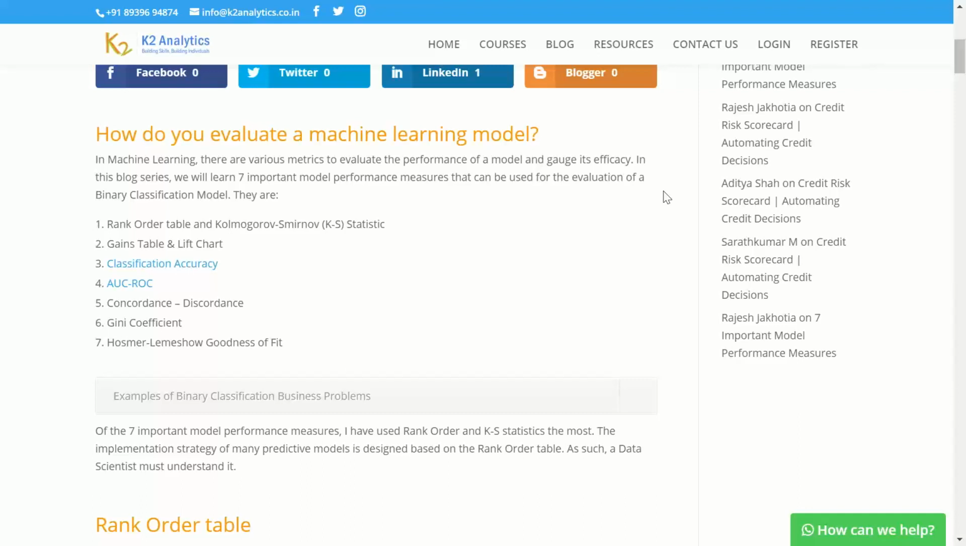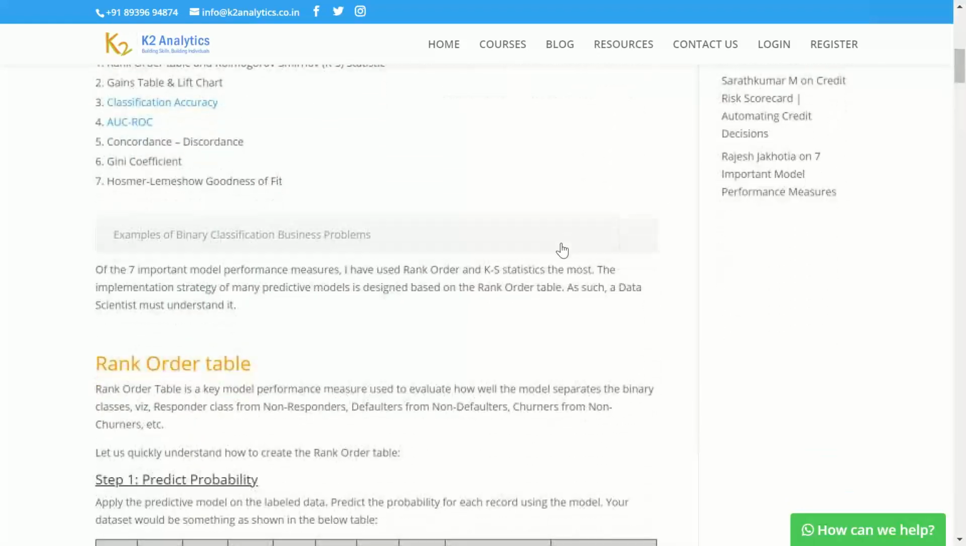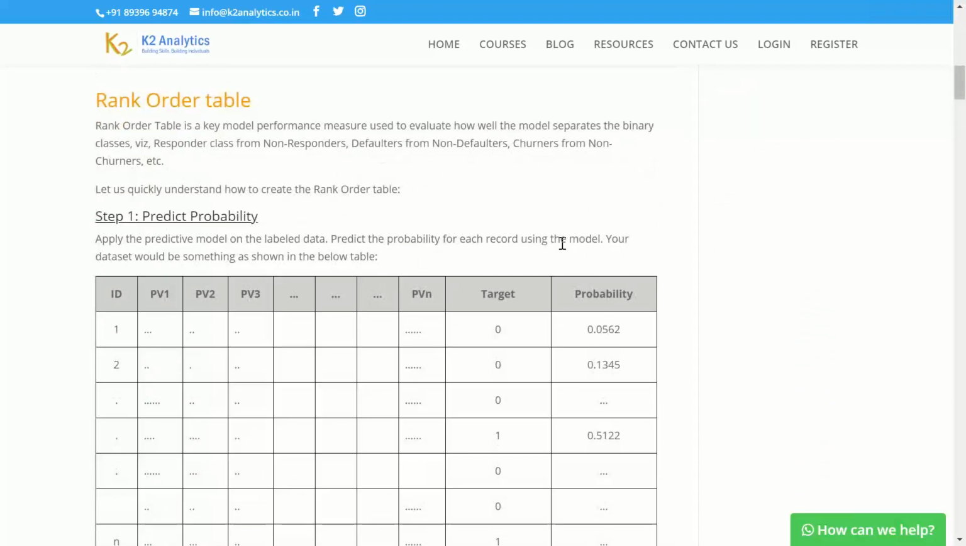So the first one, rank ordering, is what I'm now trying to explain at length, and it is very essential that we understand the rank order and the case statistics, because when it comes to deploying the model, when it comes to creating a model deployment strategy, most of the time the deployment strategy is created based on the rank order table. Okay, having said that, let me start off with rank order.